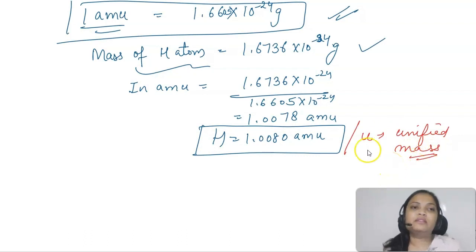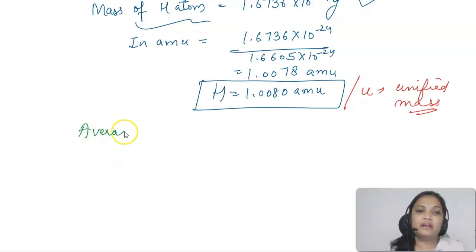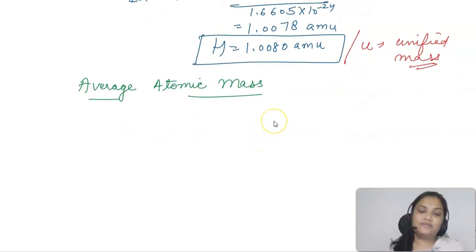But you know, students, that there are isotopes, right? Atoms with different atomic masses. Most atoms will have isotopes. So in that case, what do we do? Whenever we have isotopes, the average atomic mass is taken. Now, how do we calculate this average atomic mass? For that, we have a formula.